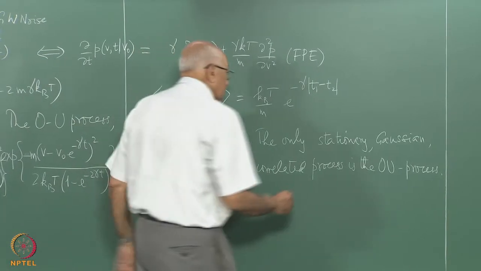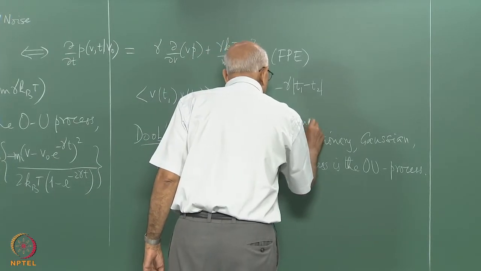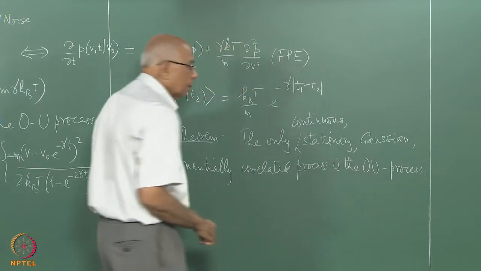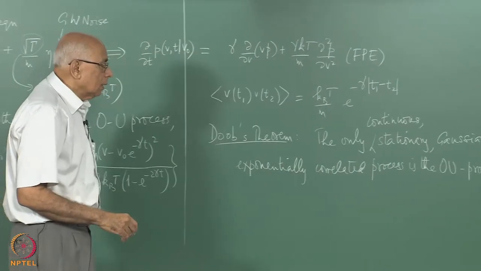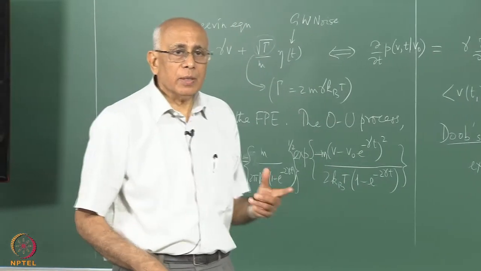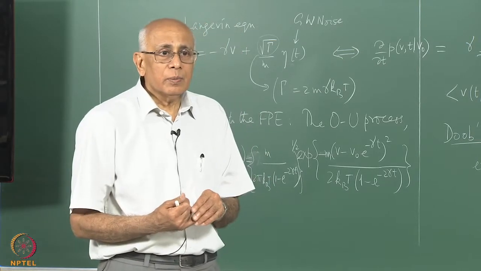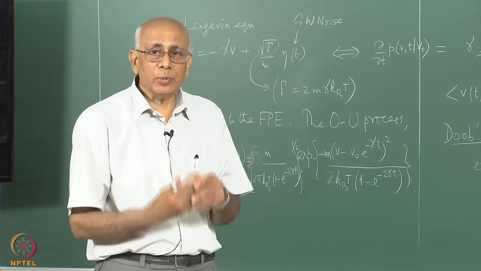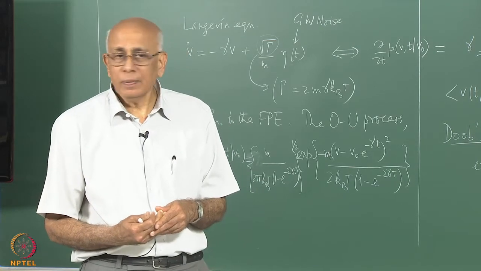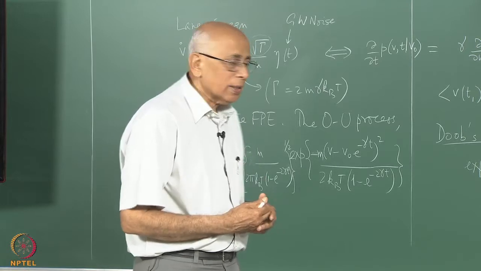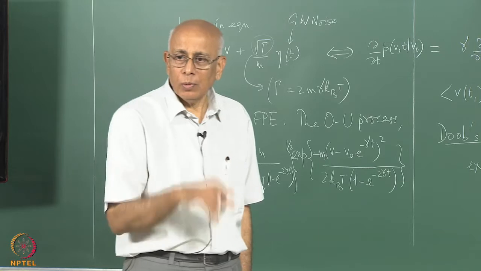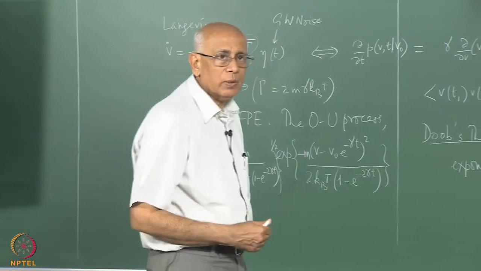The only continuous one. It should be continuous because otherwise we have directly before us, we've already seen an example of a process which is stationary, which is Markov, which is exponentially correlated, and that's the dichotomic Markov process. The dichotomous Markov process had all these conditions, but it was a discontinuous process. It jumped from one value to another, certainly not Gaussian or anything like that.